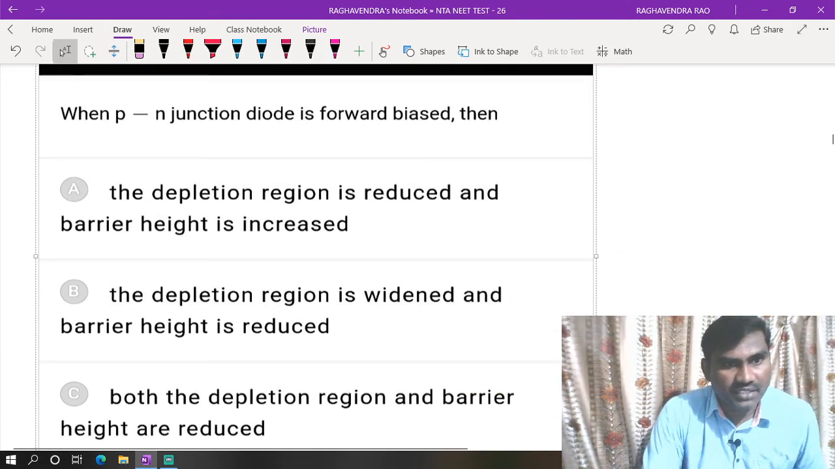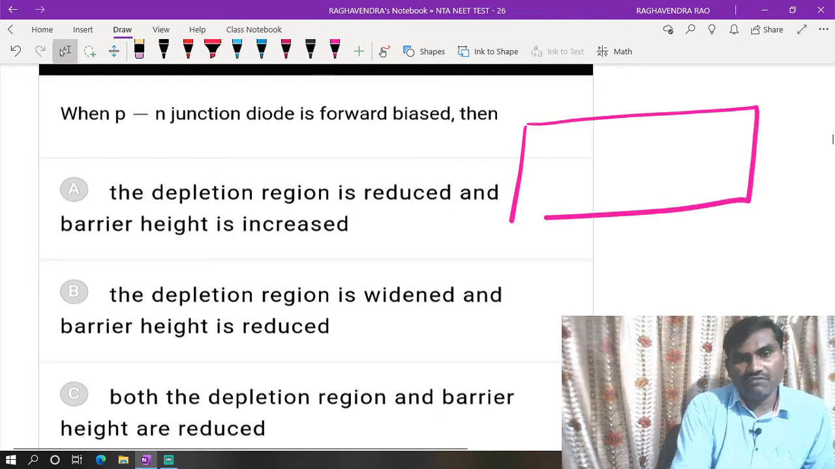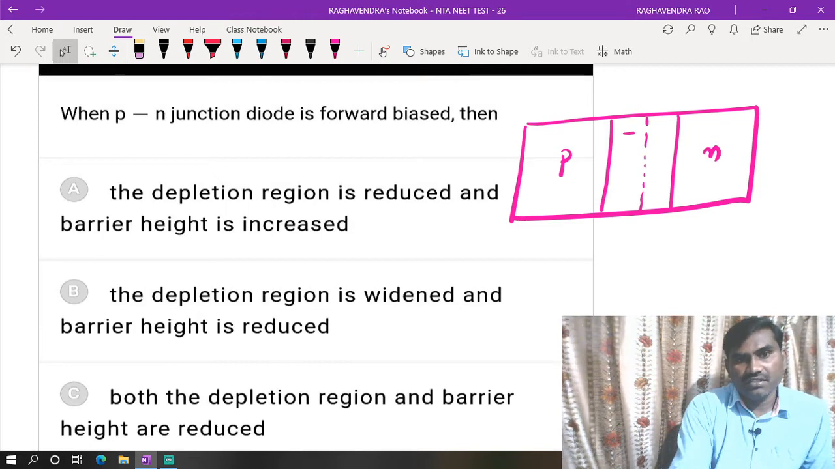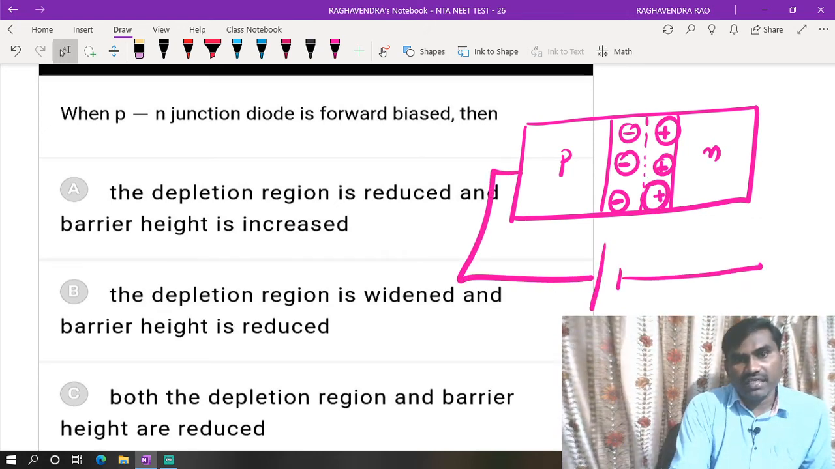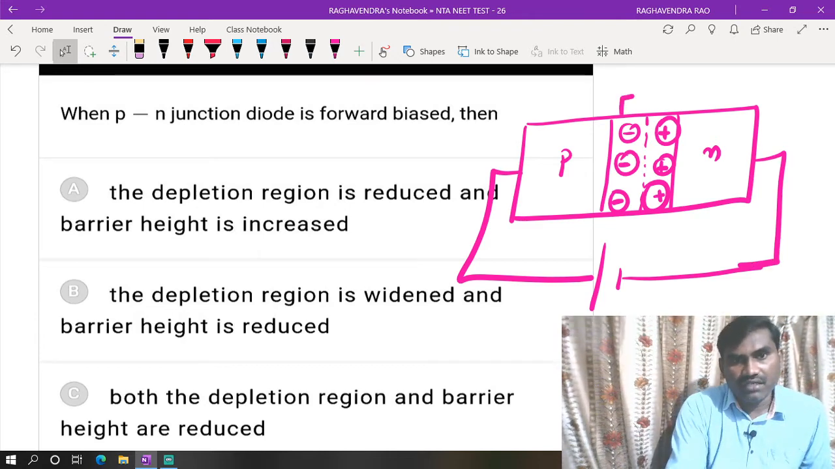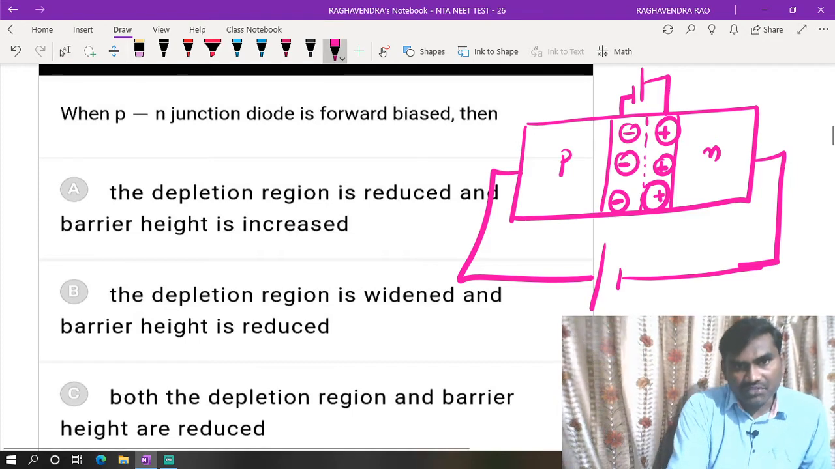When a PN junction diode is forward biased, what happens? This is P type and this is N type. In the depletion region, this side has immobile negative ions and this side has immobile positive ions. P is connected to high potential and N is connected to low potential, which is called forward bias. This is the negative terminal and this is the positive terminal.